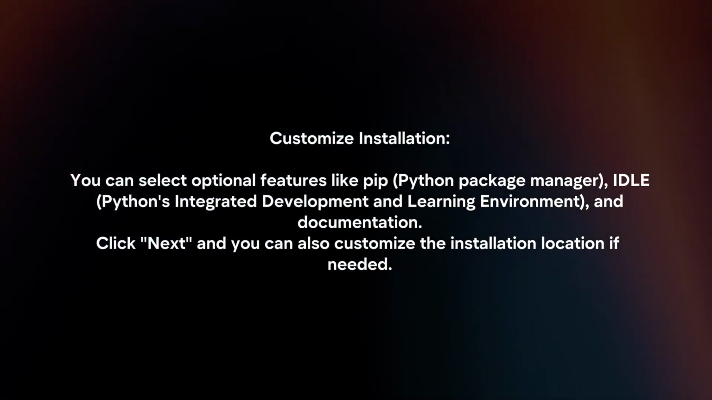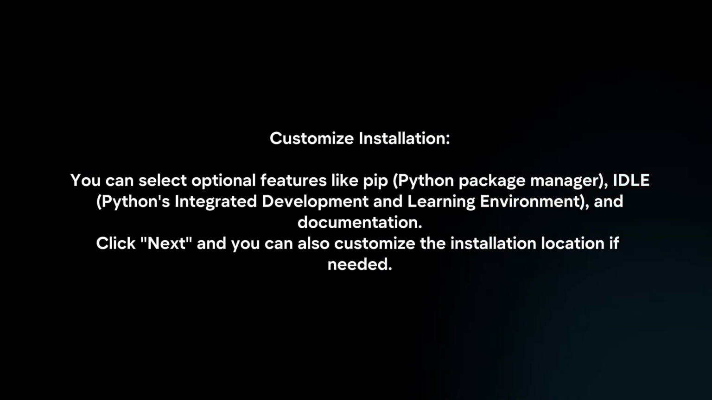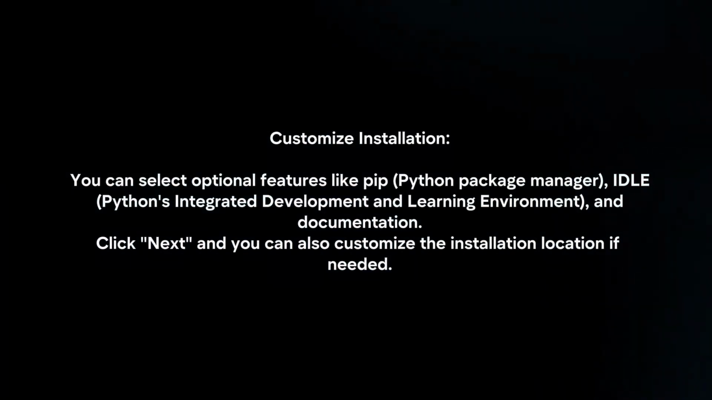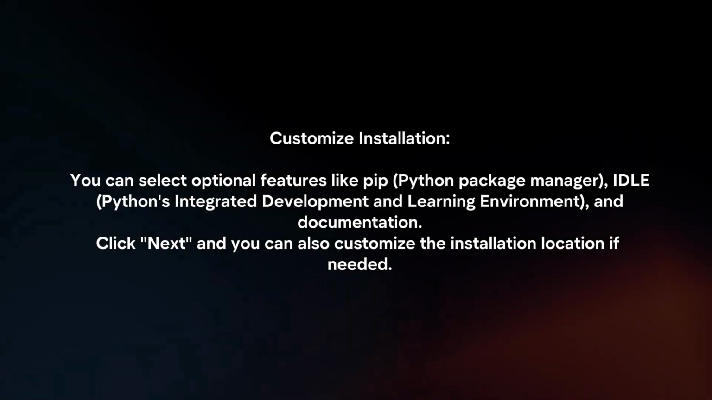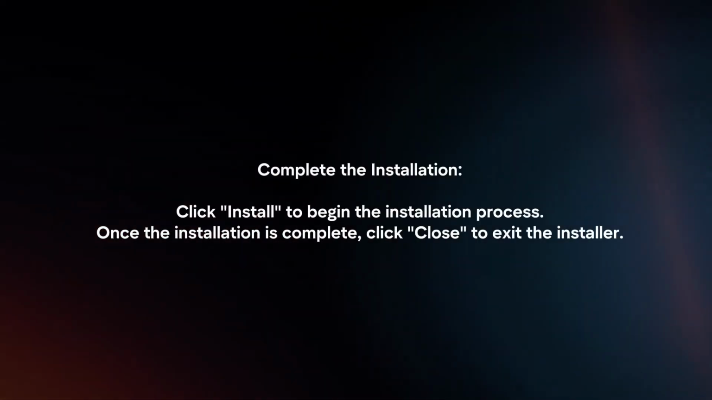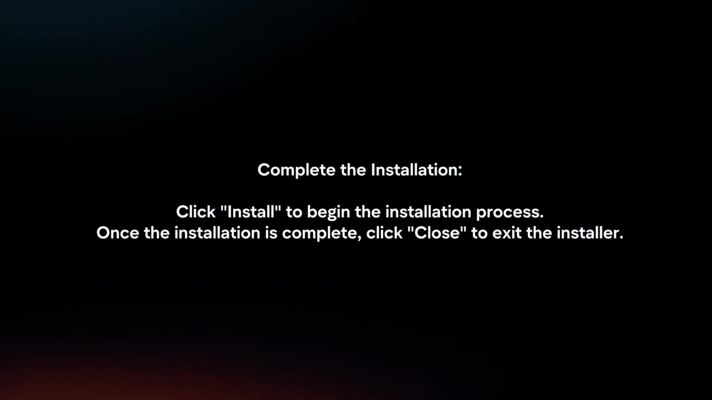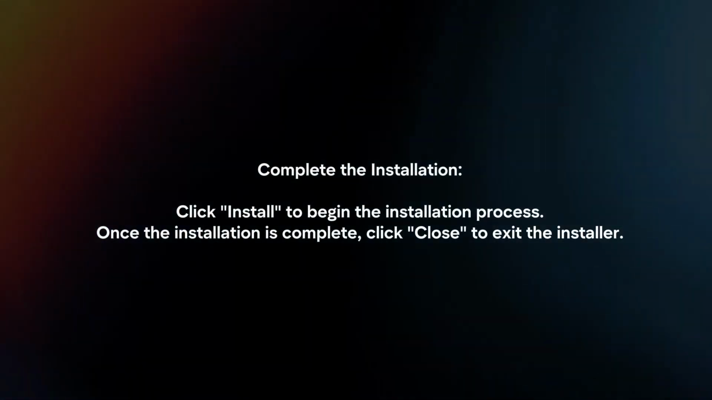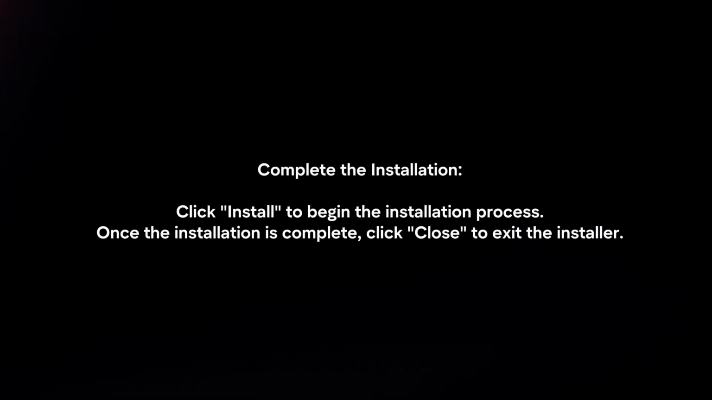Customize installation. You can select optional features like pip, IDLE, and documentation. Click Next and you can also customize the installation location if needed. Complete the installation. Click Install to begin the installation process. Once the installation is complete, click Close to exit the installer.